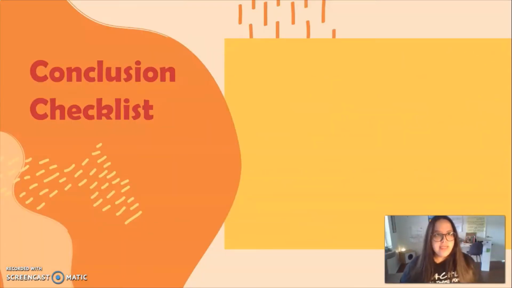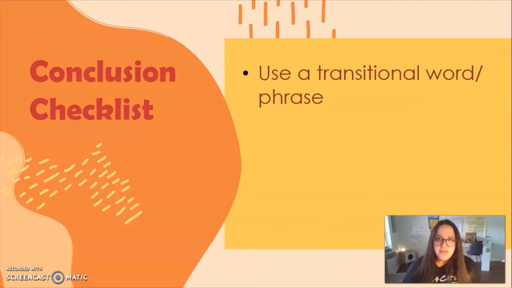So here's a quick conclusion checklist. That way, when you are writing your conclusion, you know exactly what you need to have. So for our checklist, use a transitional word or phrase. So you can't just jump into the conclusion without kind of using that bridge.